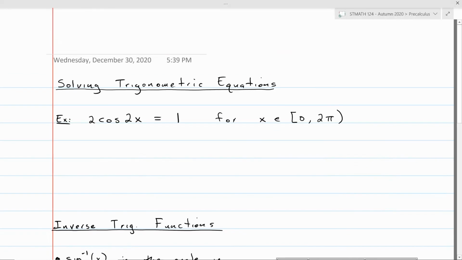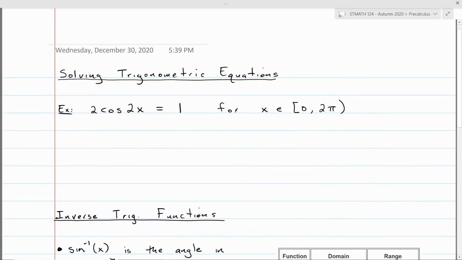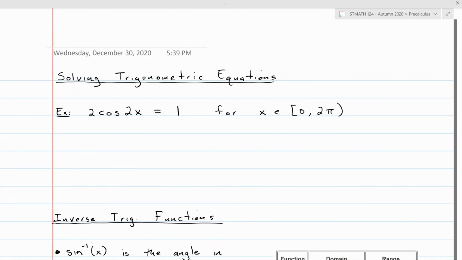It's going to come up sometimes that you have to solve equations that involve trigonometric equations. Usually what you want to do is isolate the trig function on one side of the equation and get it equal to some number, and then use your knowledge of the unit circle. So on this example here, 2 times cosine of 2x equals 1, I can divide both sides by 2 to isolate the trig function. So I'd have cosine of 2x equals 1/2.